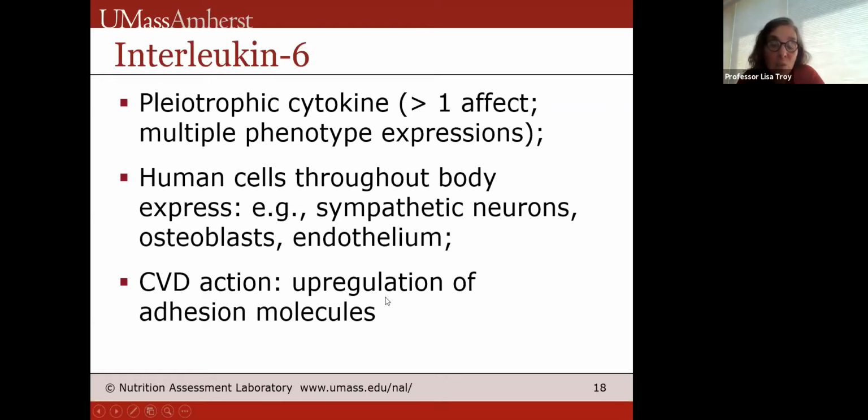Upregulation of adhesion molecules. So within the endothelium, those are the cells that line your arteries and veins. And so we can actually put a probe in there and take out from humans some of the adhesion molecules. We can take out the IL-6 to see what's being affected within the arm itself. So it's powerful in the sense that it's in most of the cells.